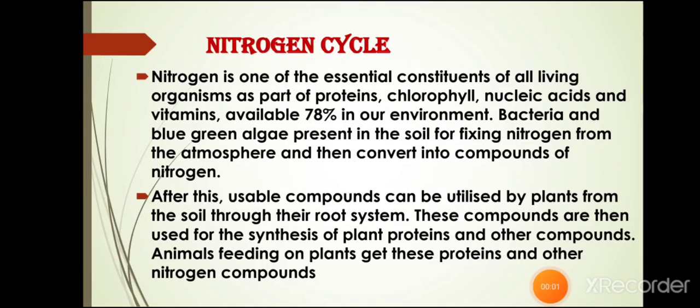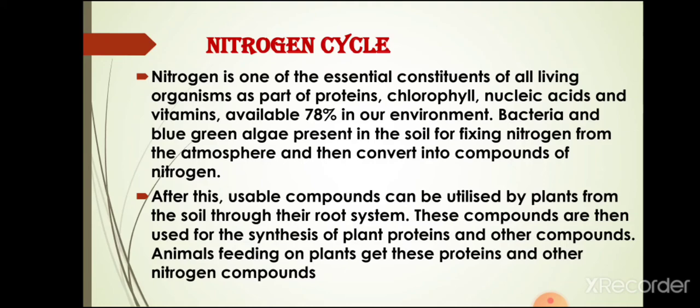Our next topic is the nitrogen cycle. Through the nitrogen cycle, the amount of nitrogen in the atmosphere remains constant. As you already studied in previous classes, 78% nitrogen gas is present in our atmosphere. And students, nitrogen is one of the essential constituents of all living organisms, as a part of proteins, chlorophyll, nucleic acids and vitamins.